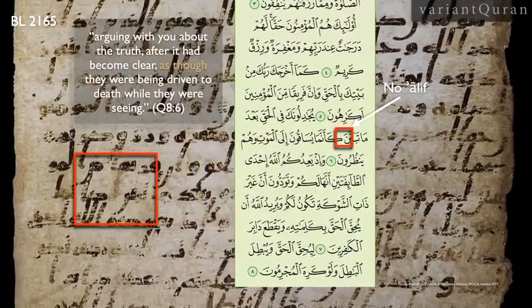Here's the next one we're going to look at. It's a little bit further down the page, and it is in verse 6. The erasure exists. It looks like it's an erasure of an aleph, and it's the beginning of the word ka'annama, which means 'as though'. The verse itself is arguing with you about the truth after it had become clear, as though they were being driven to death while they were seeing.